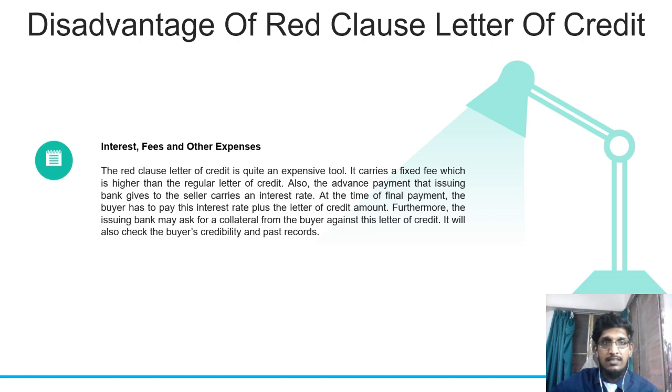Finally, the last disadvantage of red clause letter of credit is interest fee and other expenses. The red clause letter of credit is quite an expensive tool. It carries a fixed fee which is higher than a regular letter of credit. Also, the advance payment that the issuing bank gives to the seller carries an interest rate. At the time of final payment, the buyer has to pay this interest plus the letter of credit amount. Furthermore, the issuing bank may ask for collateral from the buyer against this letter of credit. It will also check the buyer's credibility and past records.